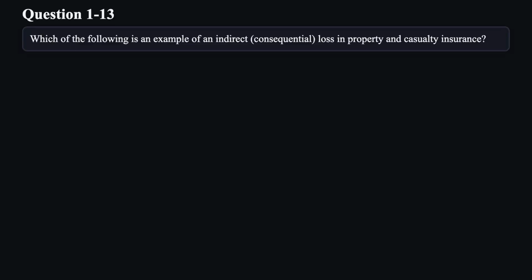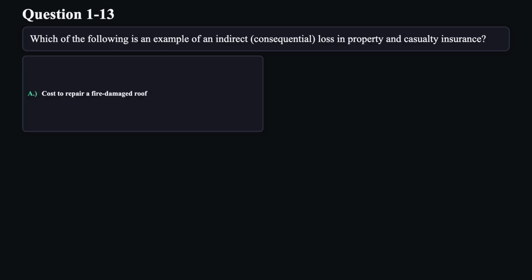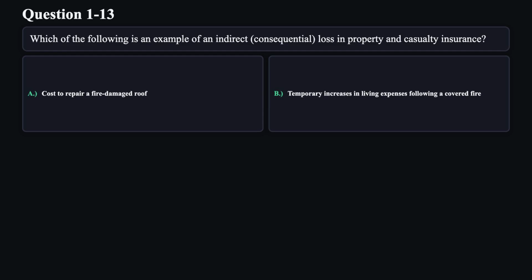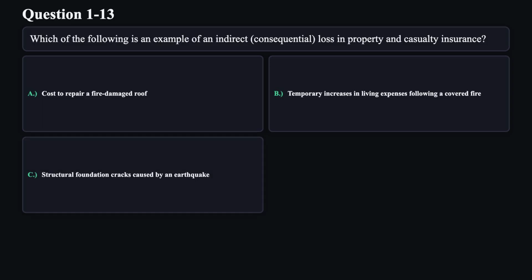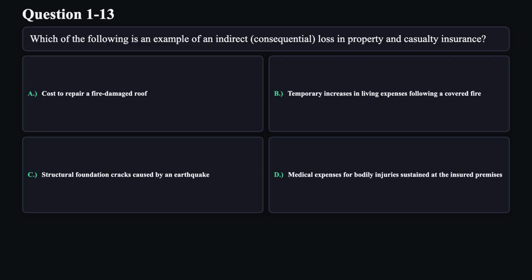Question 13. Which of the following is an example of an indirect, consequential loss in property and casualty insurance? A. Cost to repair a fire-damaged roof. B. Temporary increases in living expenses following a covered fire. C. Structural foundation cracks caused by an earthquake. D. Medical expenses for bodily injuries sustained at the insured premises.